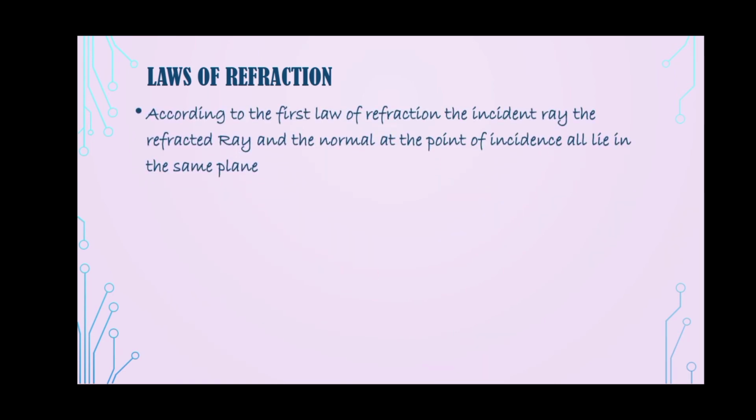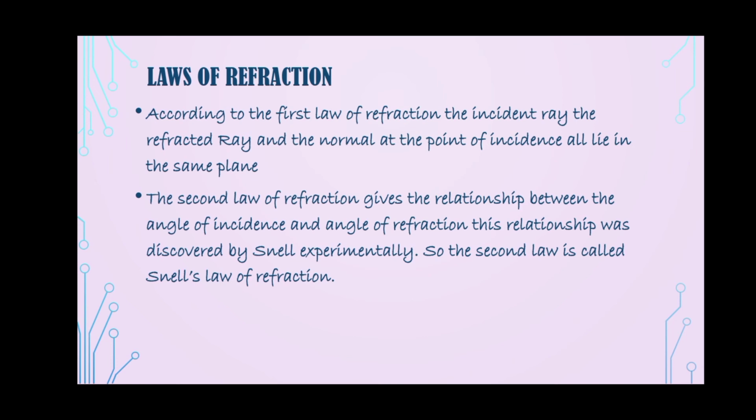Laws of refraction. The refraction of light on going from one medium to another takes place according to two laws which are known as the laws of refraction of light. These are: according to the first law of refraction, the incident ray, the refracted ray and the normal at the point of incidence all lie in the same plane. The second law of refraction gives a relationship between the angle of incidence and angle of refraction. This relationship was discovered by Snell experimentally. So the second law is also known as Snell's law of refraction.